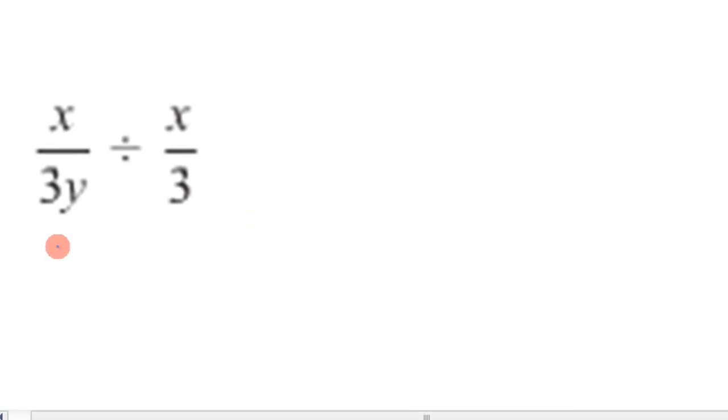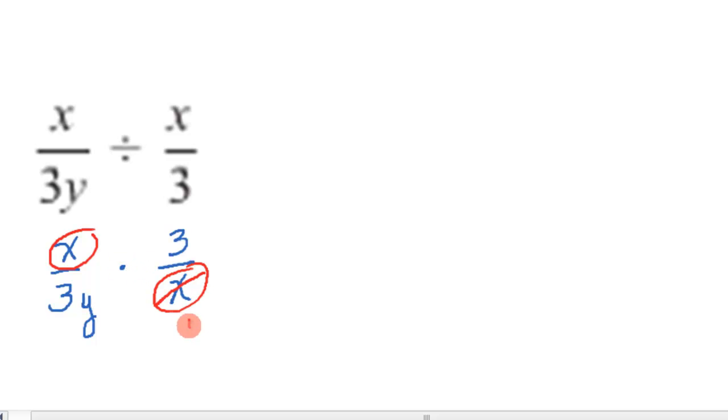Okay, in this problem, again, we have letters and numbers, but same rules. So let's rewrite the first fraction, flip and multiply. So this will be a multiplication problem. Flip the second fraction. Now look for common factors. If you notice this x and that x, you are so right. So when we divide those by x, we leave a 1.